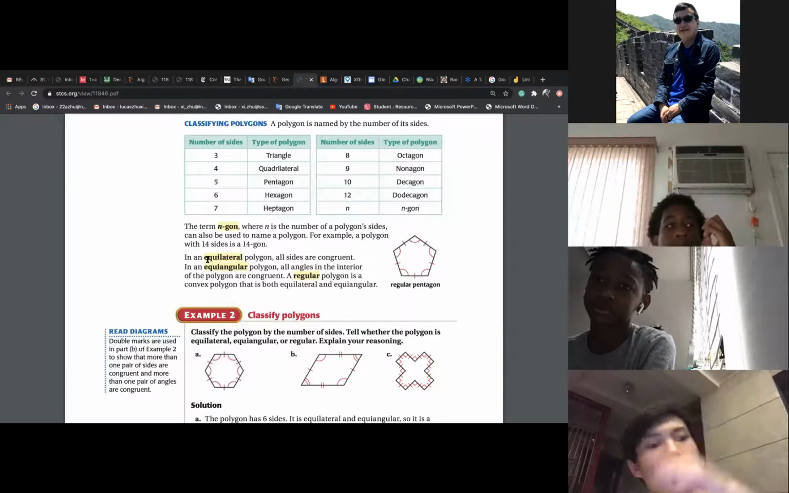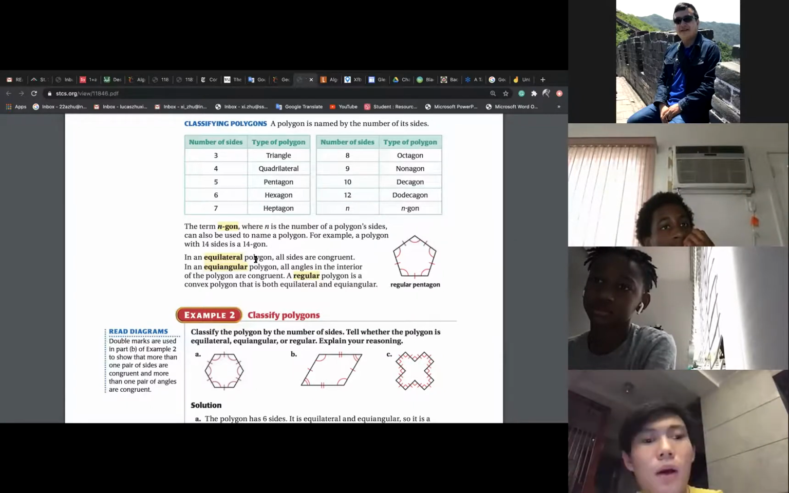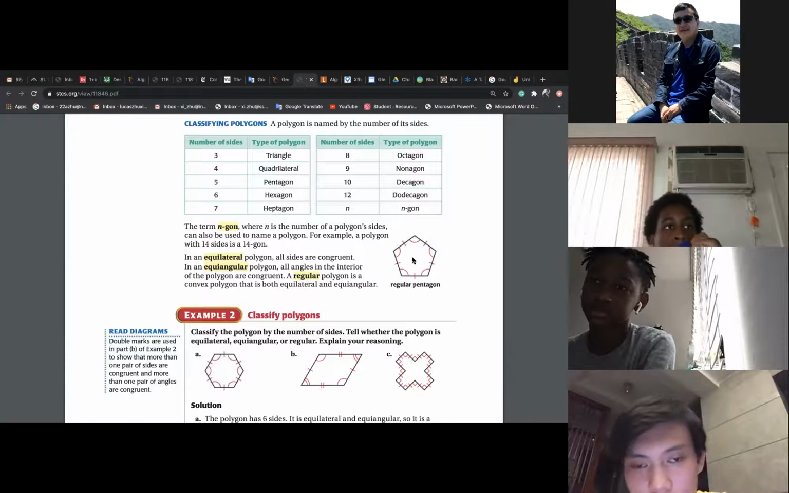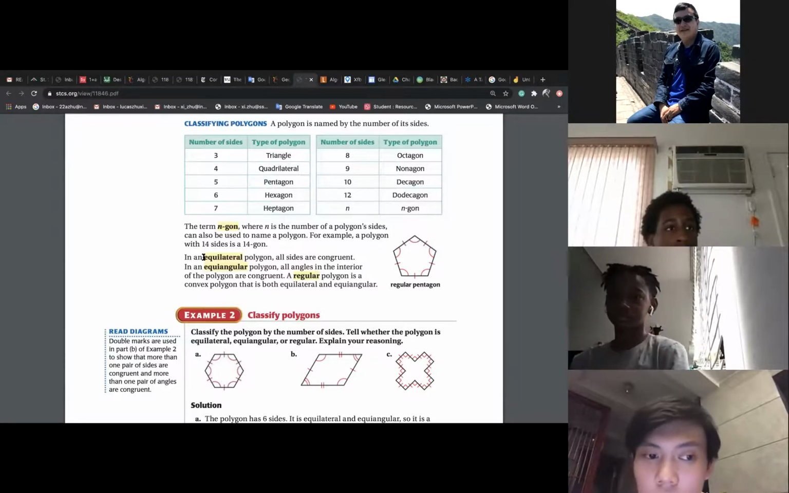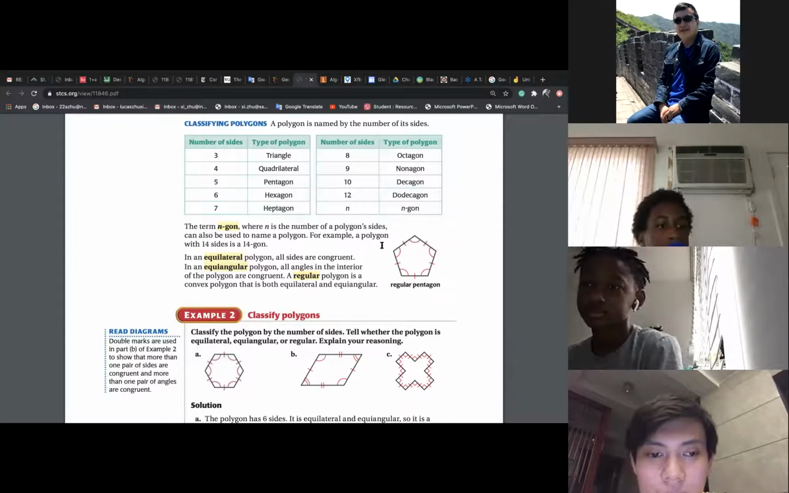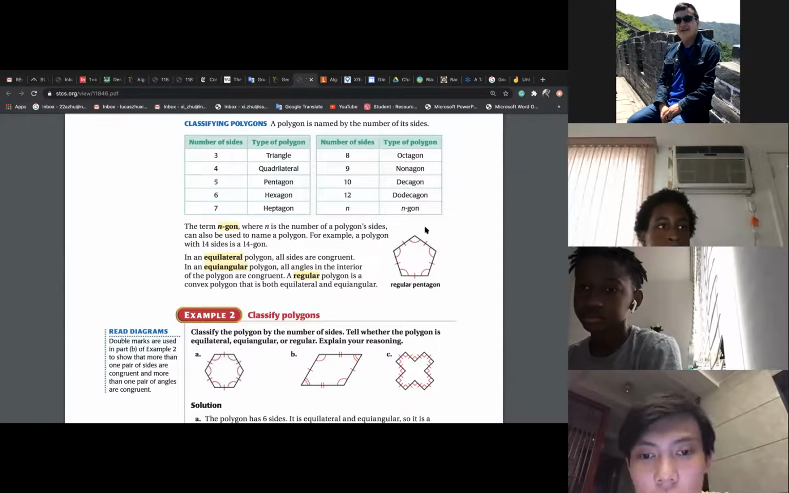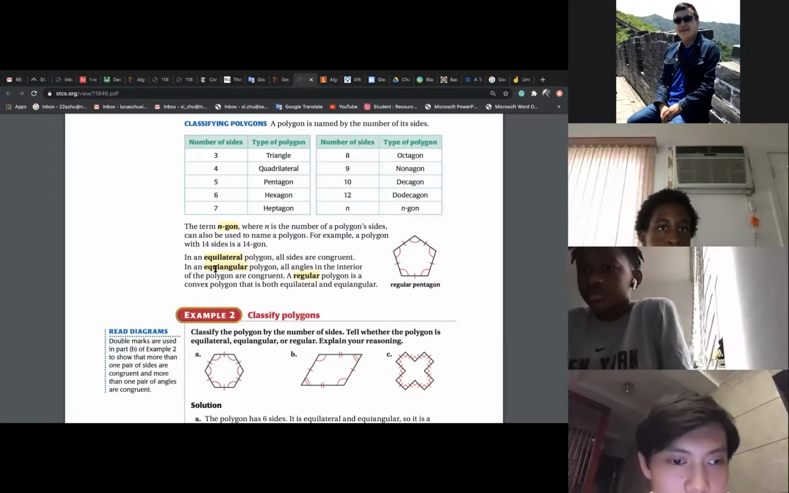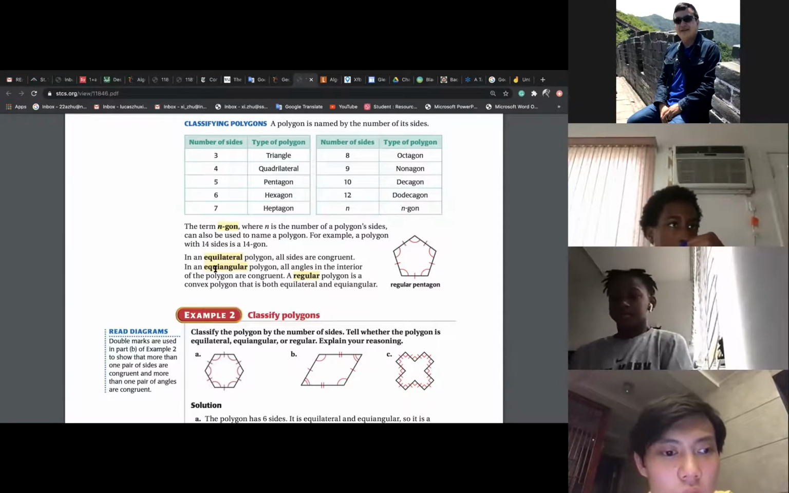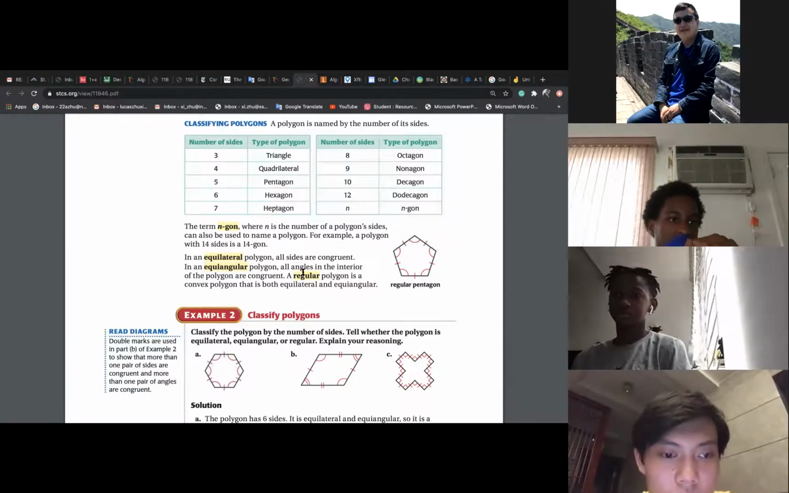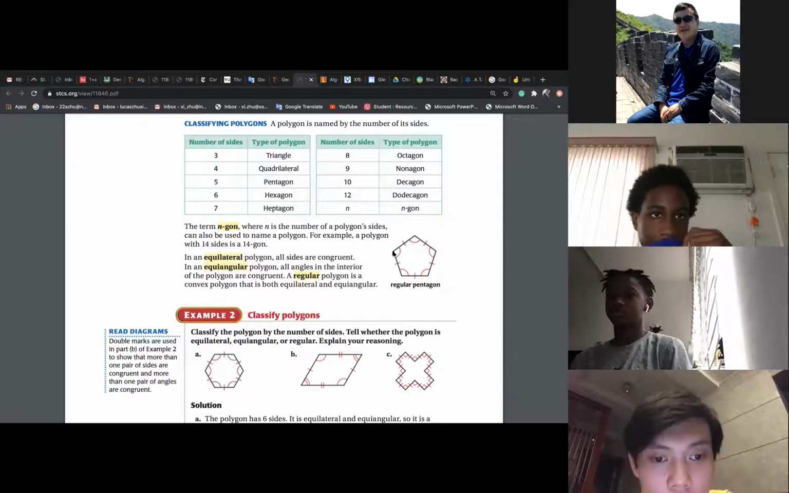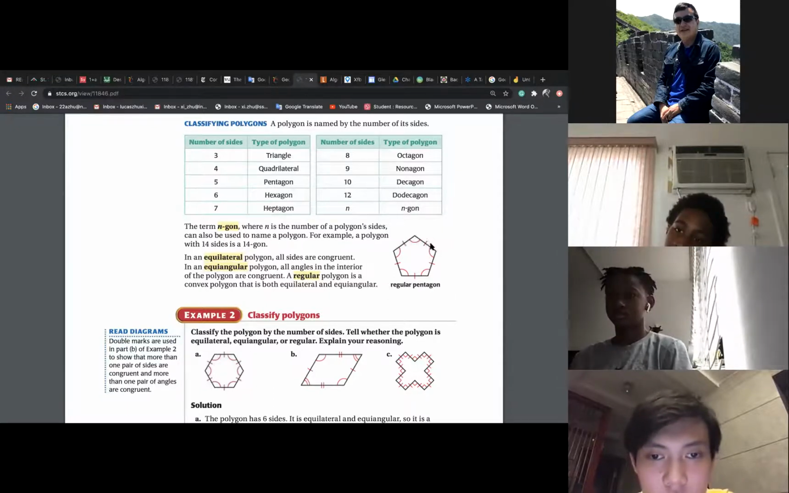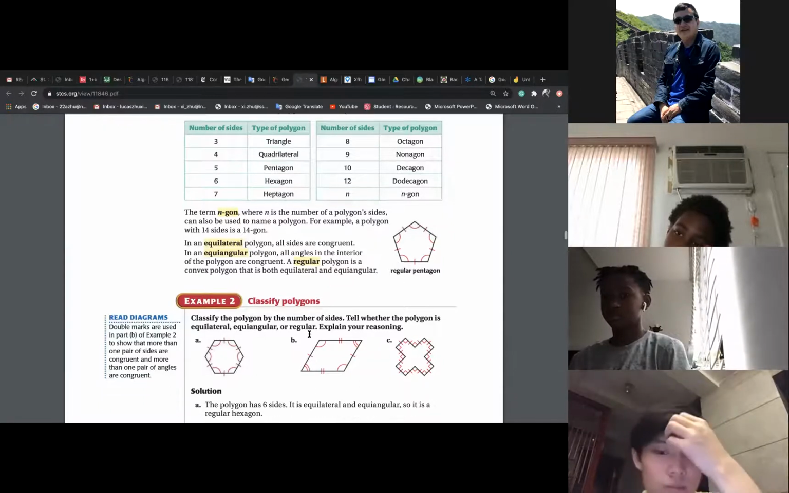In an equilateral polygon, all sides are congruent. Remember that. Equilateral means all the sides of the polygon are congruent, they all have the same length. And an equiangular polygon means that all the interior angles, the angles inside, are congruent.